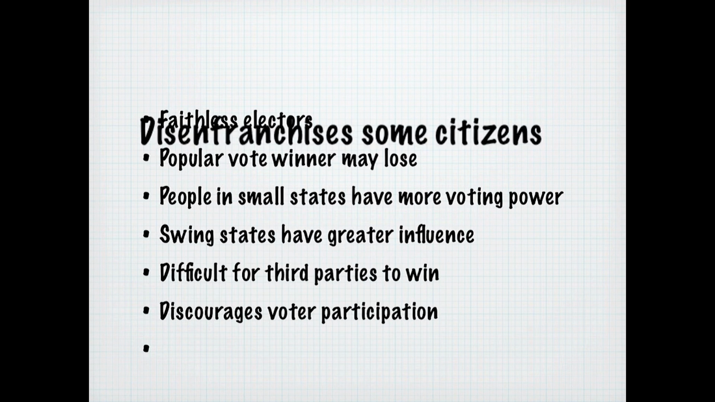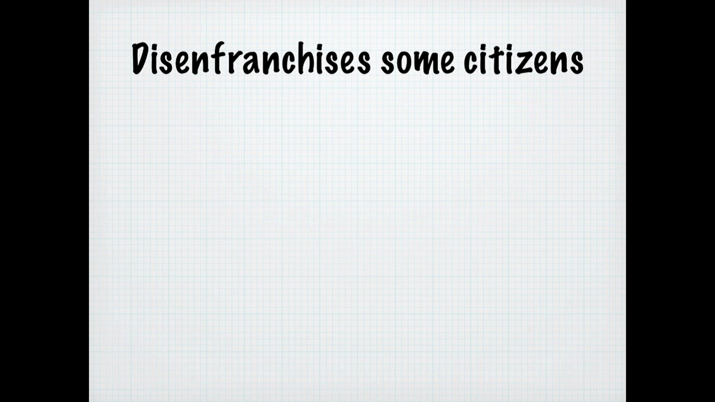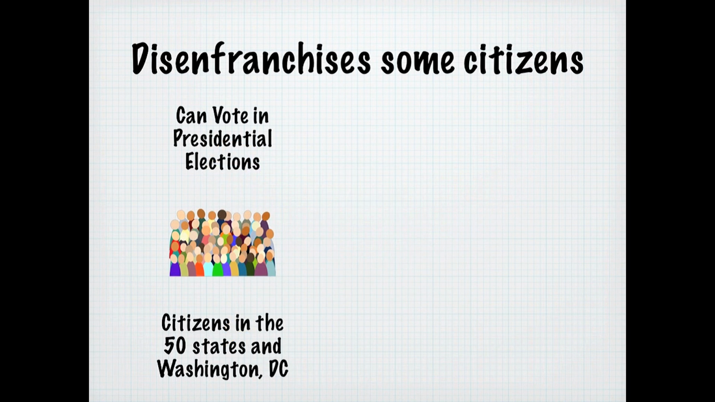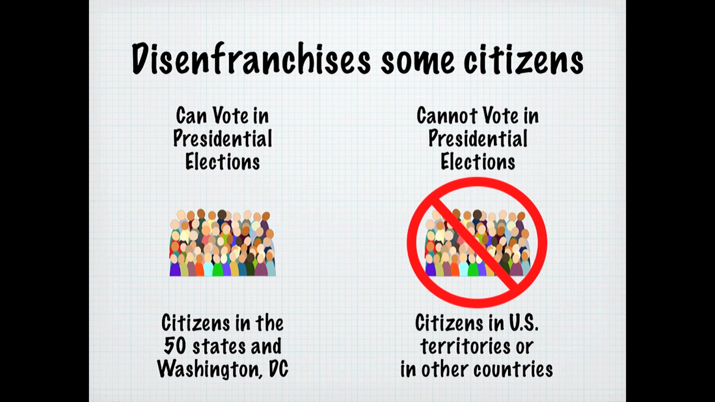The final criticism I'll discuss is that the Electoral College system disenfranchises some citizens. Because only the 50 states and Washington, D.C. are allocated electors, only citizens residing in those places can vote in presidential elections. Citizens residing in U.S. territories or in other countries do not get to vote for any electors.